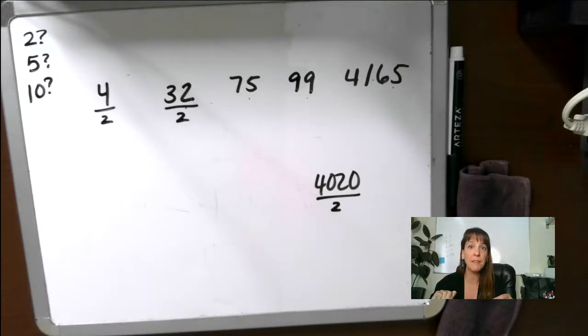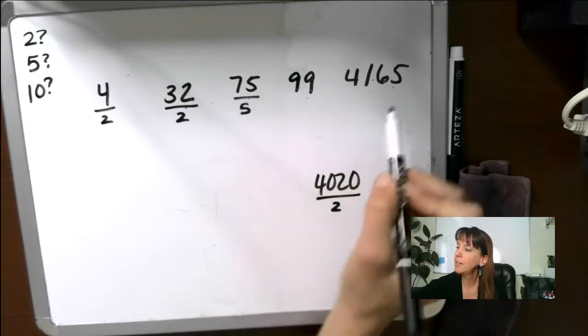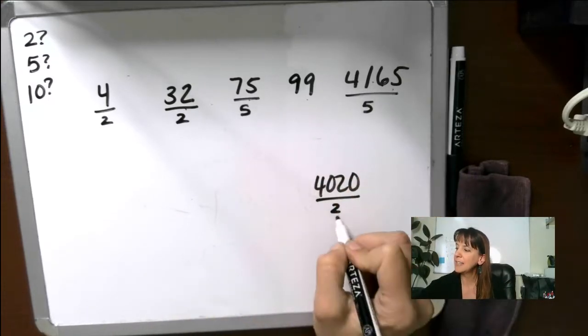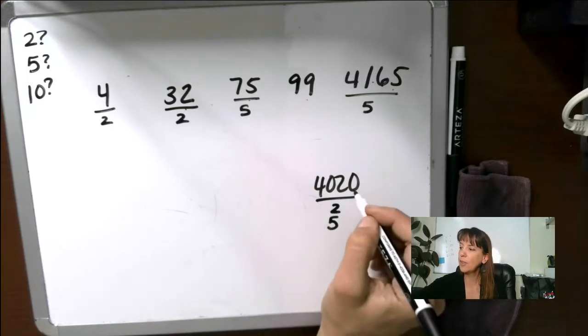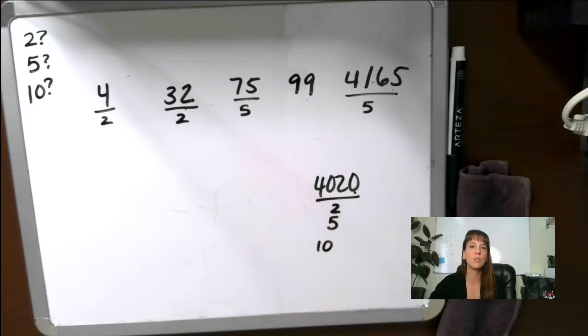Now the rule for 5 is, does it end in a 5 or a 0? This does, so it's going to be 5, this does, and this does. Now the rule for 10 is just, does it end in a 0, okay? The only one we have here would be this guy. So those are our rules.